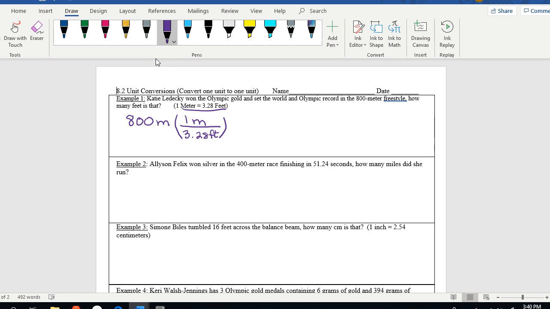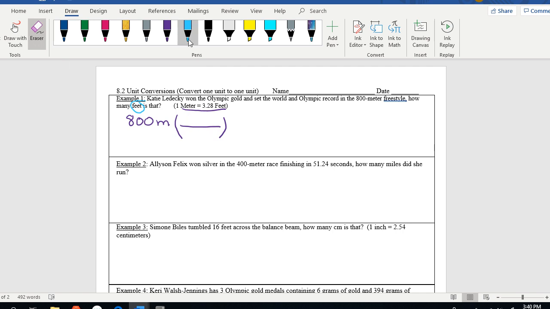But wait a minute. When I go to multiply, there's a problem because I end up with meters and meters. And that gives me meters squared over feet. And that's not what I'm looking for. I want to know how many feet that is. So this is not the unit I want. So I'm going to go back and erase this. I must have done something wrong. Let's see what I can do to fix that.